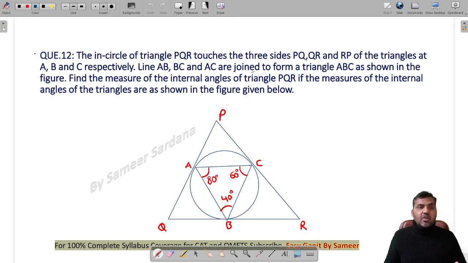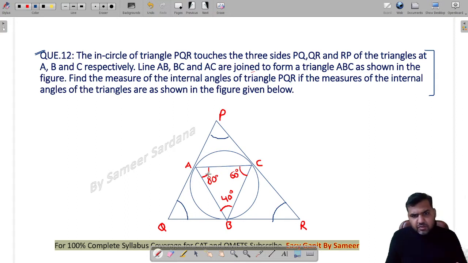Now let's move on to question number 12. The question says the incircle of triangle PQR touches the three sides PQ, QR, and RP of the triangle at A, B, and C respectively. Just quickly go through the information, guys. What we are supposed to find out is the measure of all the internal angles of the triangle. These are the three angles that we are supposed to find out, guys. Look at this angle.